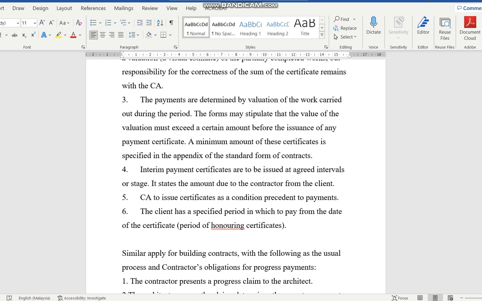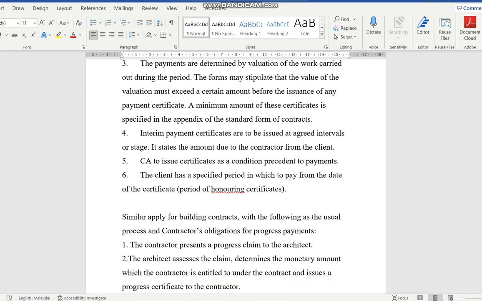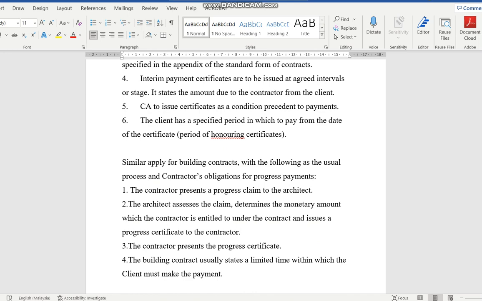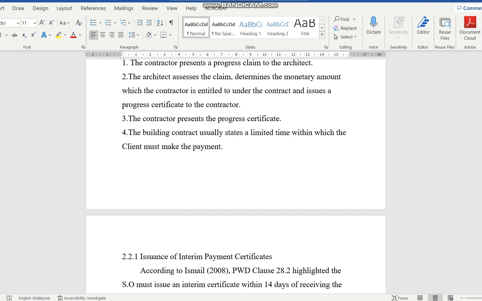Stipulated period means the number of days that is confirmed, that is required to do the payment. So if it's stipulated 30 days, then upon receiving the certificate, he must pay the contractor within 30 days. Okay? A building contract is the same, but it's assessed by architects.